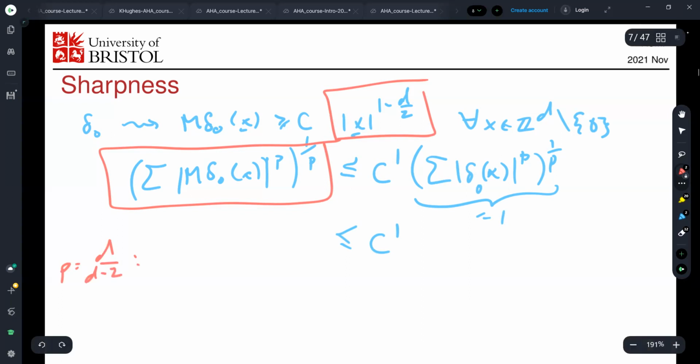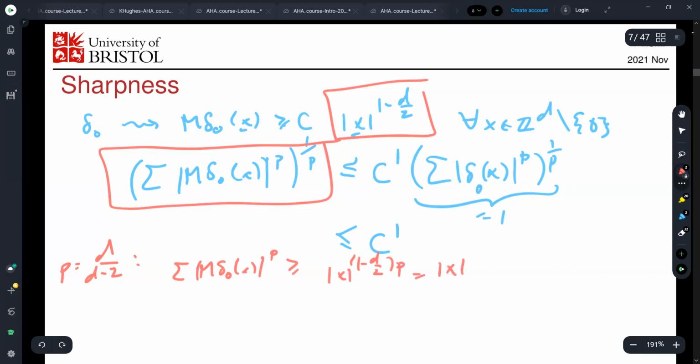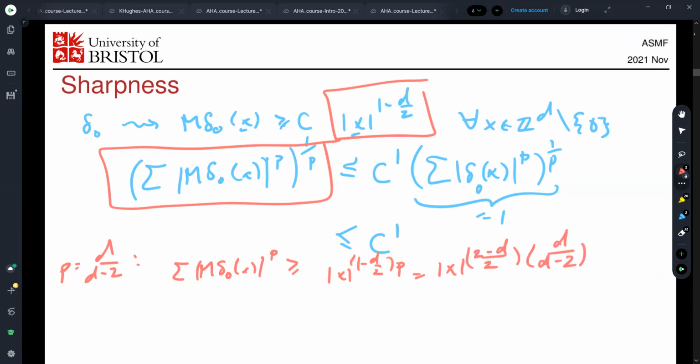So we have that the sum, okay. The p norm is finite if and only if this p power sum is finite, right? By just taking p powers. So this is at most, what is it? |x| to the 1 minus d over 2 to the p, but p was d over d minus 2. So this is equal to |x| to the what? 2 minus d over 2 times d over d minus 2, which is equal to |x| to the minus d over 2, which means I made a mistake.